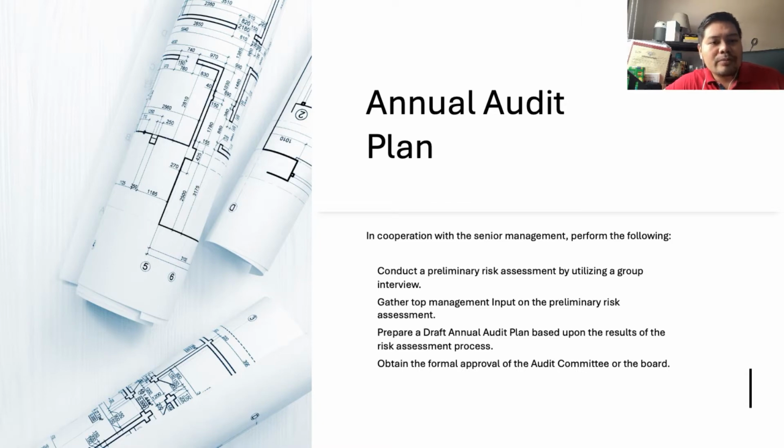Also, you may prepare a draft annual plan based on the result of the risk assessment process. So after you understand the risk and the relevant controls, and of course through that the nature of business operations, you can now draft the annual audit plan. Okay? And then after you have drafted the annual audit plan together with your audit team, you can now obtain the formal approval of it coming from the audit committee or the board. Okay? So that is the annual audit plan.